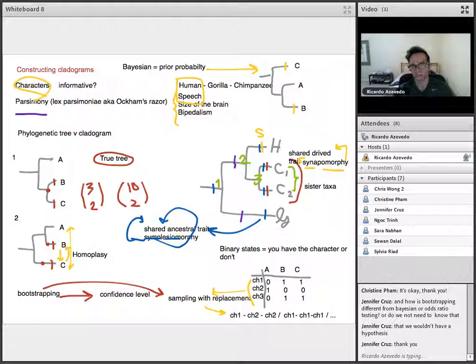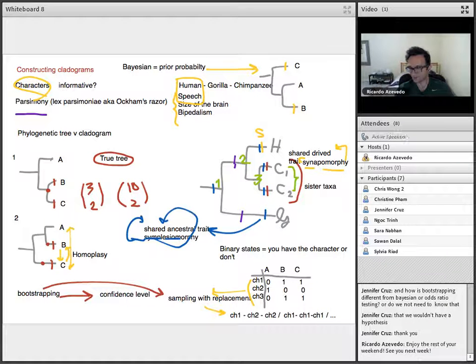So in this case, we know that C and B shouldn't be grouped together because C and B evolved in parallel. So in the case of Bayesian, you just give more weight to trees. Again, it's a very simplistic way of explaining it. You give more weight to trees where C and B are not together, where this parallelism has been taken into account.